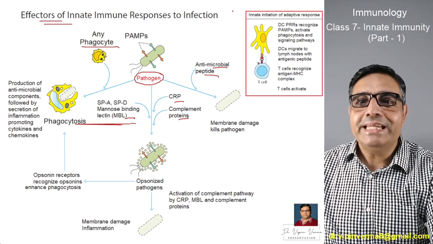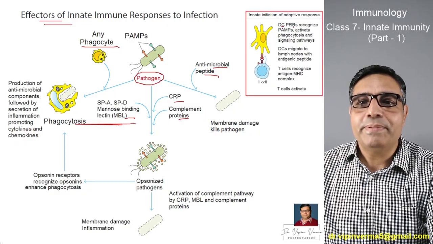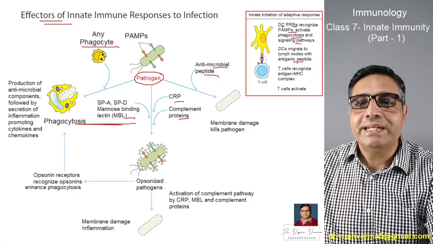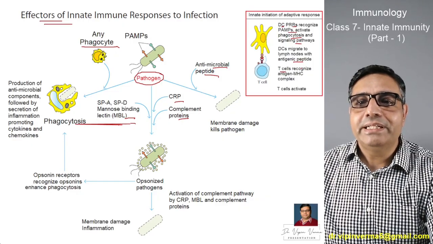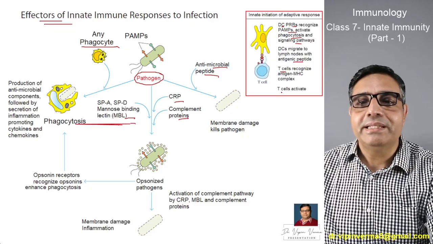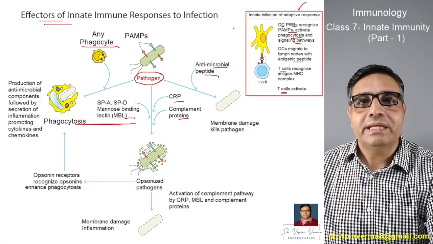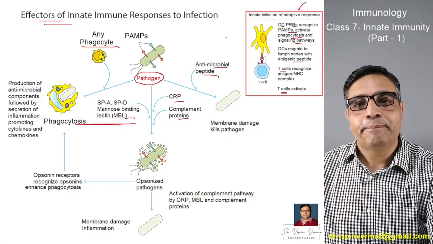Now, in case of innate initiation of adaptive responses, we have the DCs, or the dendritic cell PRRs. They recognize PAMPs, and they activate phagocytosis and signaling pathways. And then these dendritic cells migrate to lymph nodes with the antigenic peptide and present it to the T cells, which recognize the antigen MHC complex, and ultimately the T cells get activated and our adaptive response also kicks in. So that's how this is called the cooperation between these two branches, the innate and the adaptive branch.